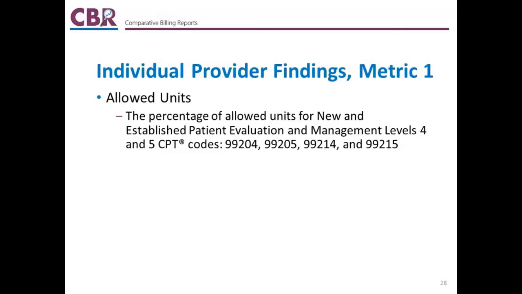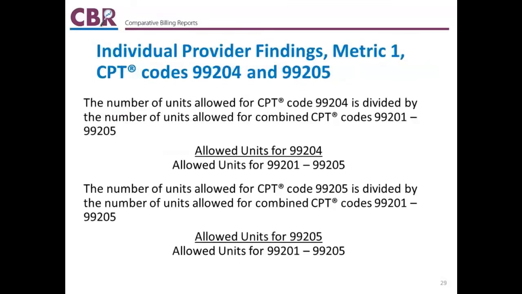Because the calculations are made to analyze the submission of each of these 4 codes, there are several calculation explanations listed. And again, we'll take a moment in a minute to look at the sample CBR of Table 3, but let's take a look at the metric calculations first. To begin review of the data analysis, let's look at codes 99204 and 99205 first.